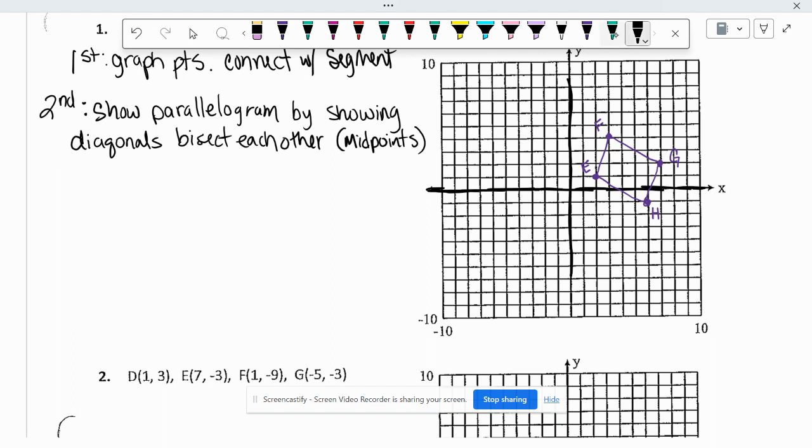So let's talk about the diagonals. I have to draw the diagonals so I can see what they are. Let's see, I have diagonal EG and diagonal FH.